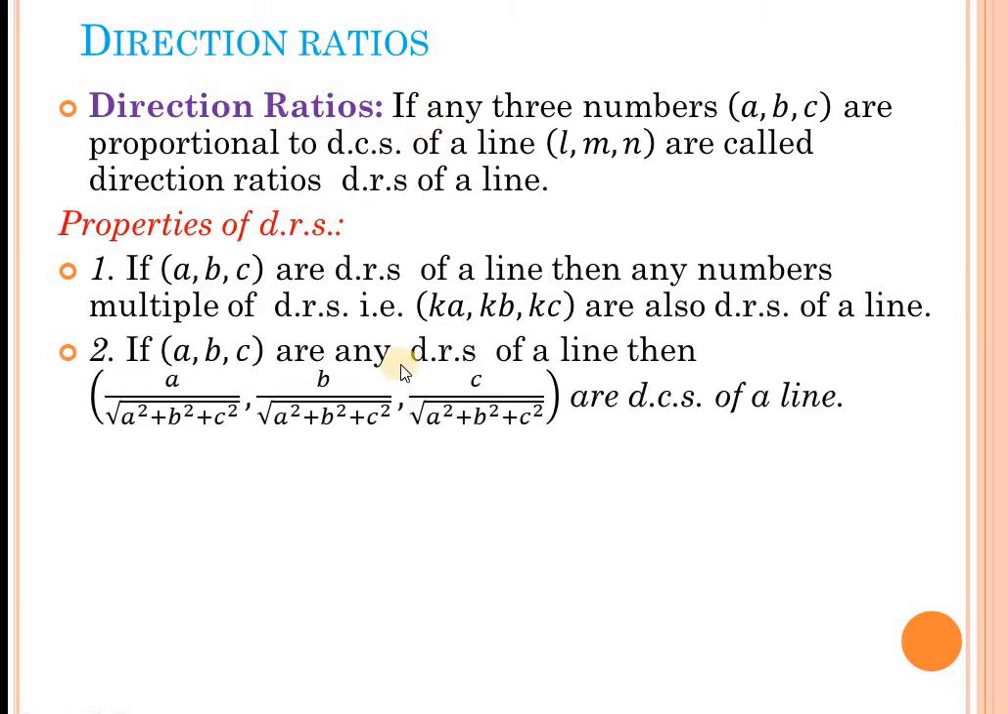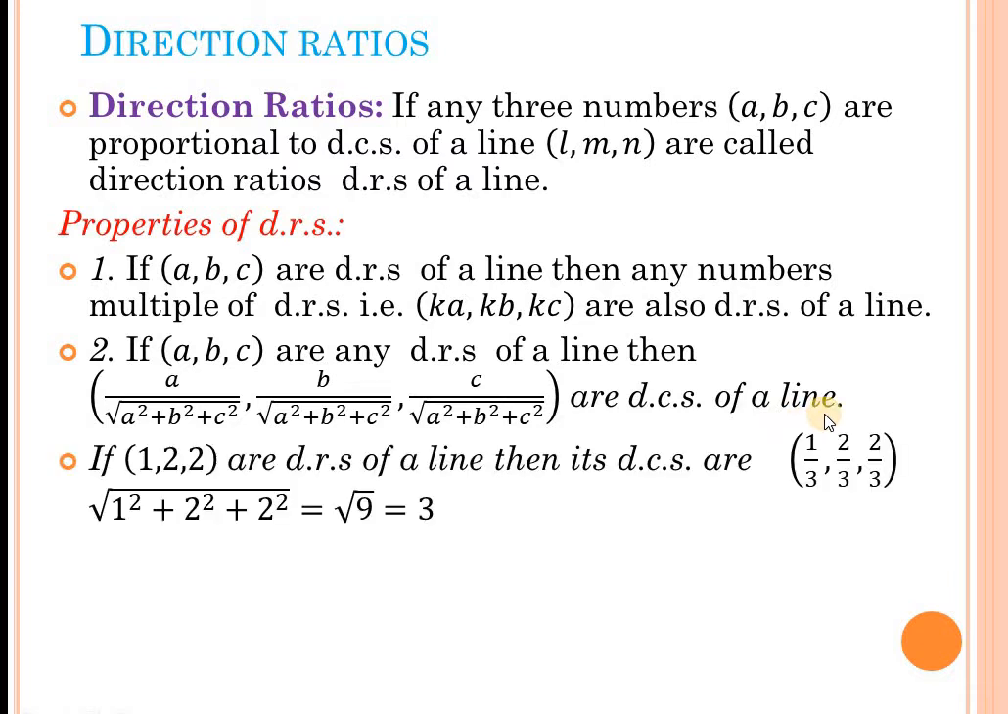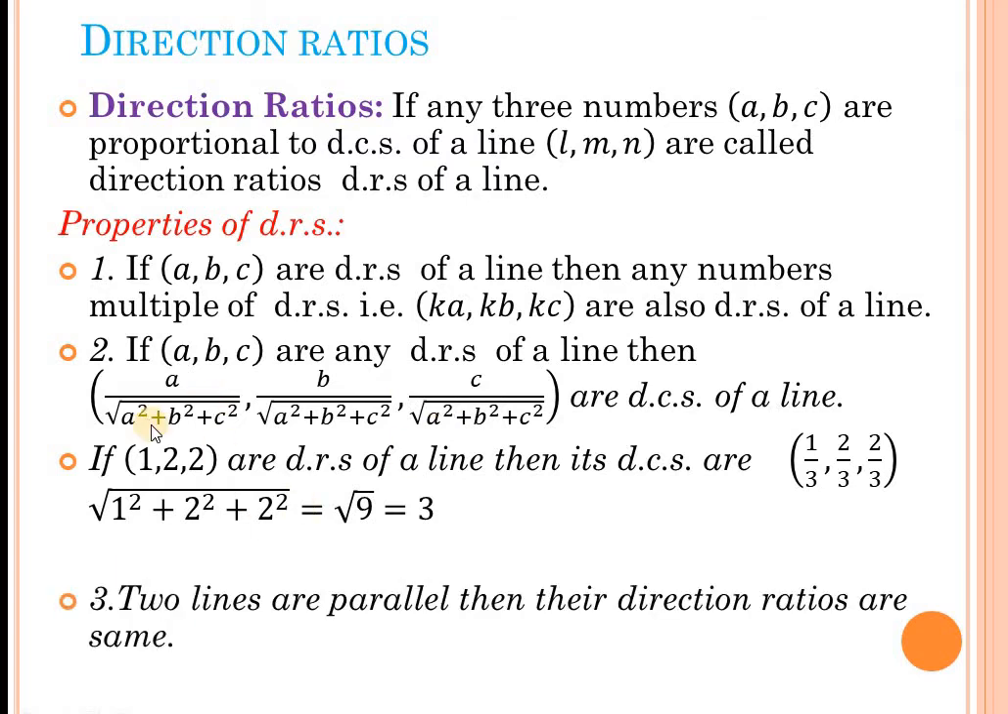Now, if a, b, c are direction ratios of a line, then a upon the square root of a squared plus b squared plus c squared, b upon the square root of a squared plus b squared plus c squared, and c upon the square root of a squared plus b squared plus c squared are the direction cosines of the line. So see the example. And if they are direction cosines, the value of the square root is 1, so we get a, b, c themselves as the direction cosines.